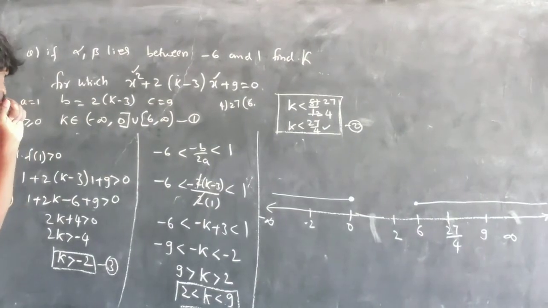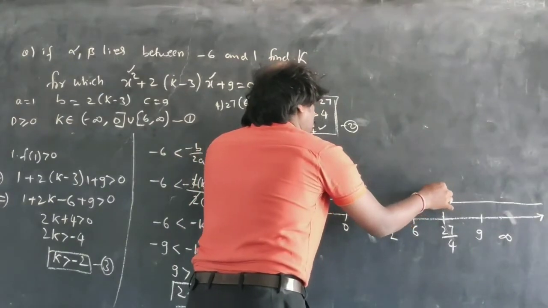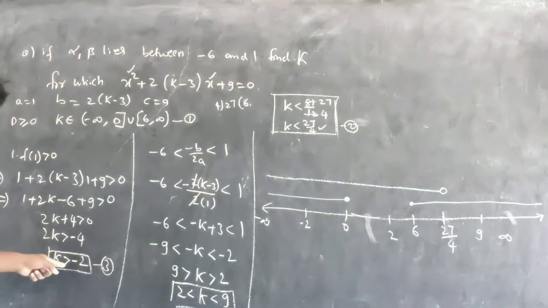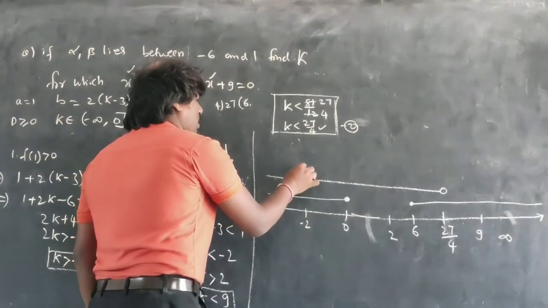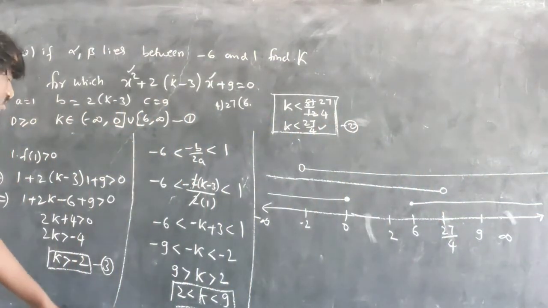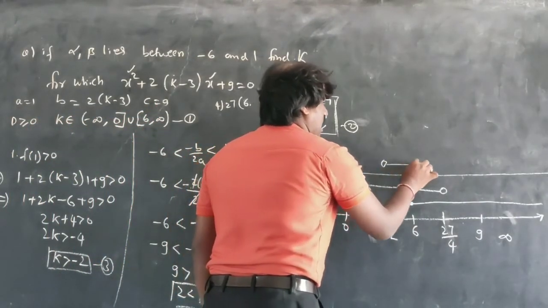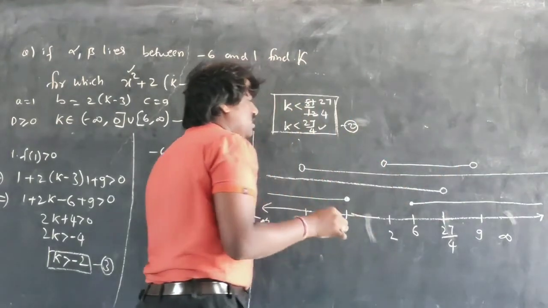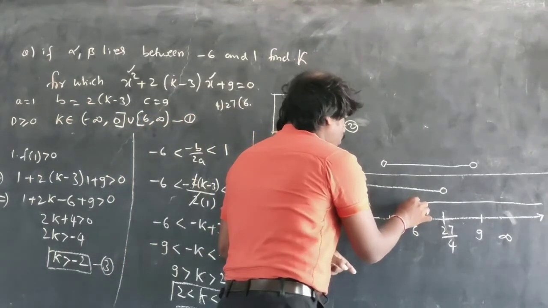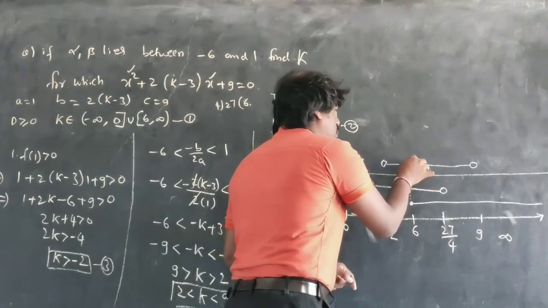And the second one is less than this, and less than means this is a hollow circle. And the third one is k greater than minus 2. And case number 4 is between 2 and 9, 2 here and 9 here. Now you can see all 4 were there. Case 3 no, 4 is coming here, and 6 is included.